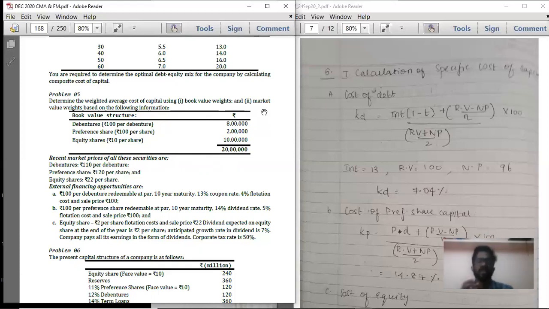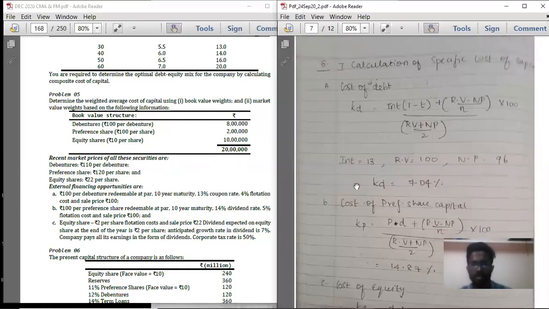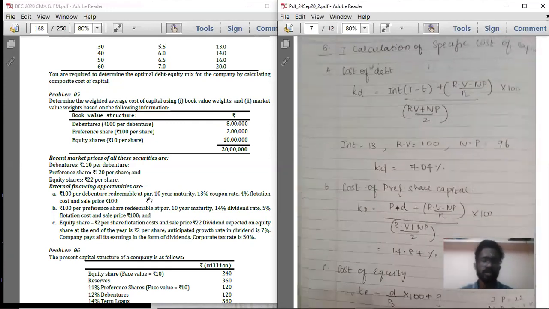So this is an exam problem, with 8 to 10 marks, 8 to 12 marks. They'll ask this problem. This is actually a full-fledged exam problem. Here they have given the book value weights and market value weights, and then they have asked us to calculate the cost of equity, cost of debt, and cost of preference. First we need the cost of equity, cost of preference, and cost of debt, so that using these cost values, we can multiply the weights and calculate the overall cost of capital.